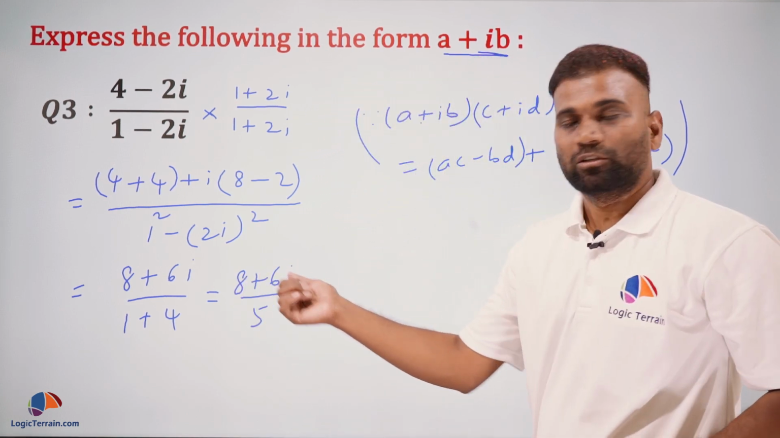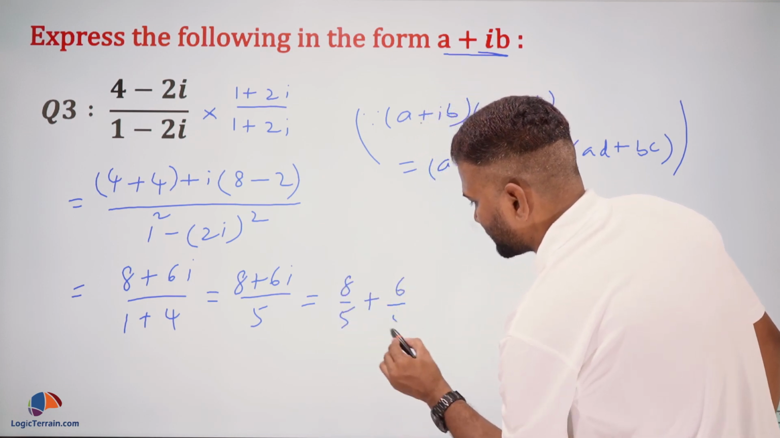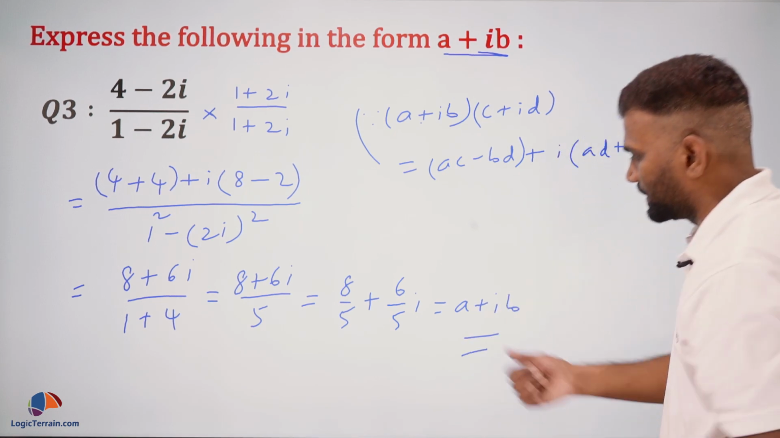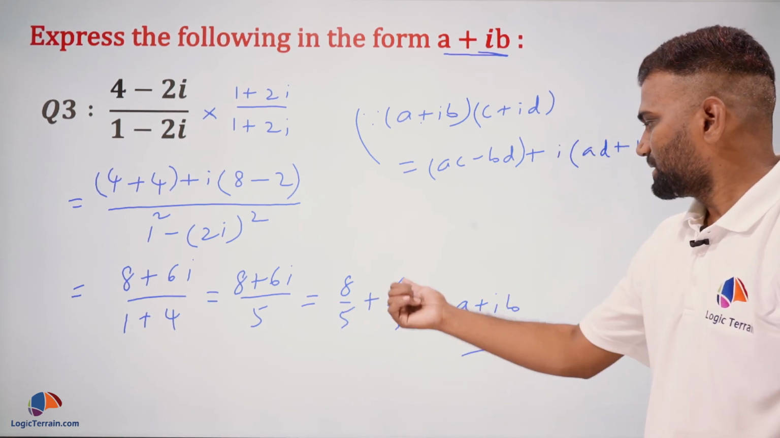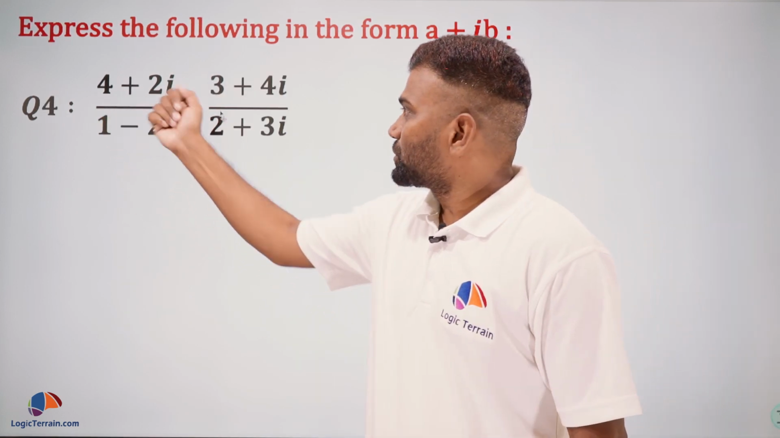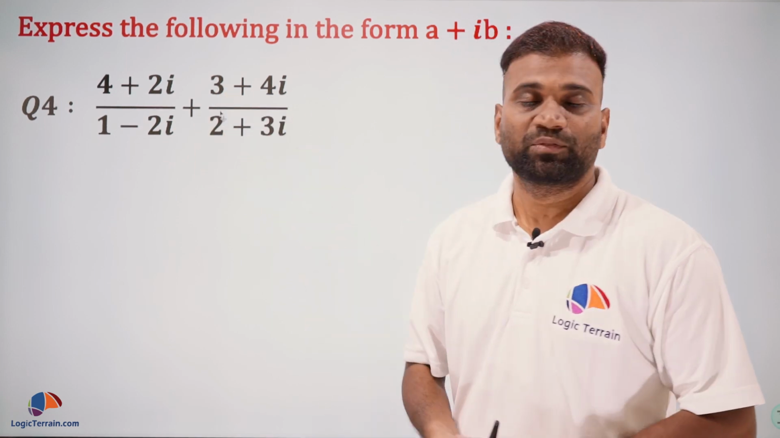This 5 divides both the numerator terms, that is 8 upon 5 plus 6 upon 5i, which is nothing but a plus ib form. Here a is 8 upon 5 and b is 6 upon 5. Here is the next question: 4 plus 2i upon 1 minus 2i plus 3 plus 4i upon 2 plus 3i.